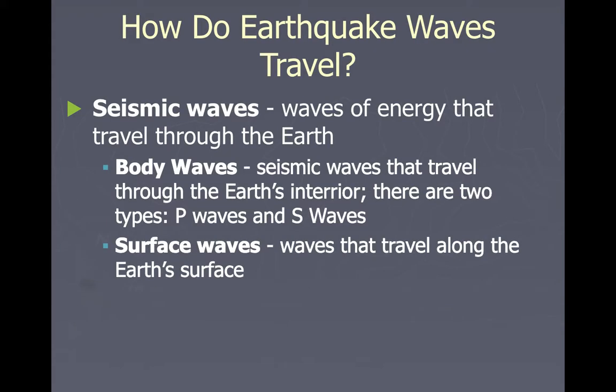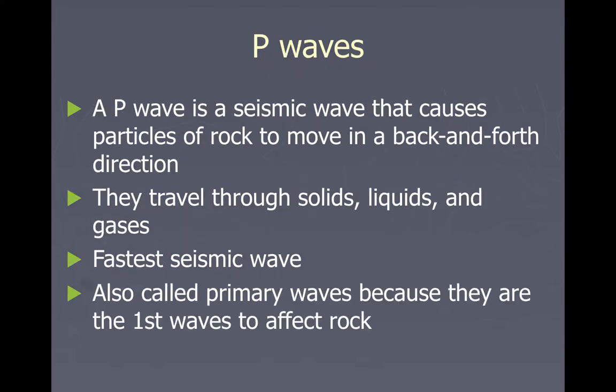How do earthquake waves travel? So seismic waves, and we've already learned about S waves and P waves way back at the beginning of the year. These are waves that travel through the earth. Body waves are seismic waves that travel through the Earth's interior. There are two types, S waves and P waves. And then you have surface waves, which are waves that travel along the Earth's surface. So body waves are obviously on the interior, surface waves are obviously on the top.